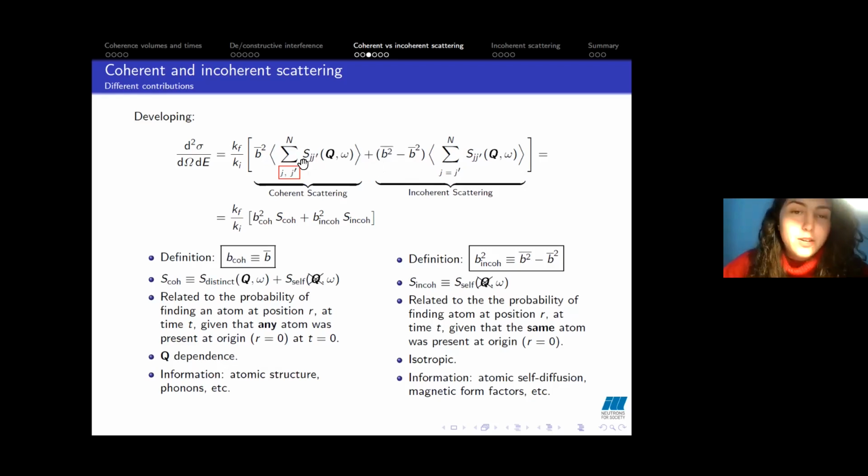So what can we say from the formula? Well, first of all, the first term, the coherent scattering one, is a function of the average of all the scattering lengths. And this is very important. And actually the coherence length is defined as the average of all the scattering lengths.